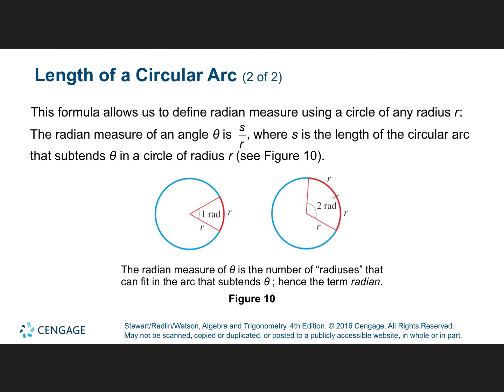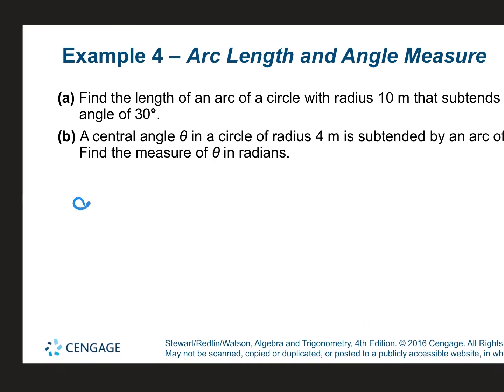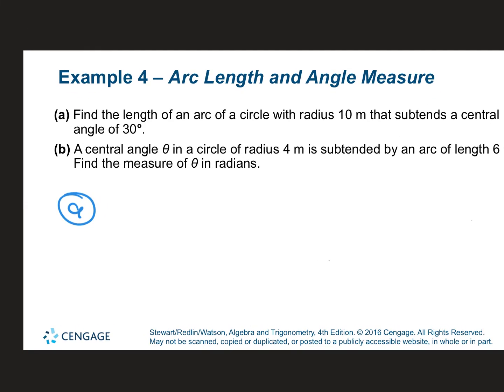Okay, this is just the same picture that I was just showing you. No big deal. So here's 2 types of problems that you'll see. A says find the length of an arc of a circle with a radius 10 that subtends a central angle of 30 degrees. So here, let's draw a picture. Here's my center. What did they tell me theta was? 30 degrees. And my radius is 10. And I'm trying to find the crust of the pizza. I'm trying to find right here. So the formula is S equals R times theta. S is the arc length. R is your radius. Theta is the angle.